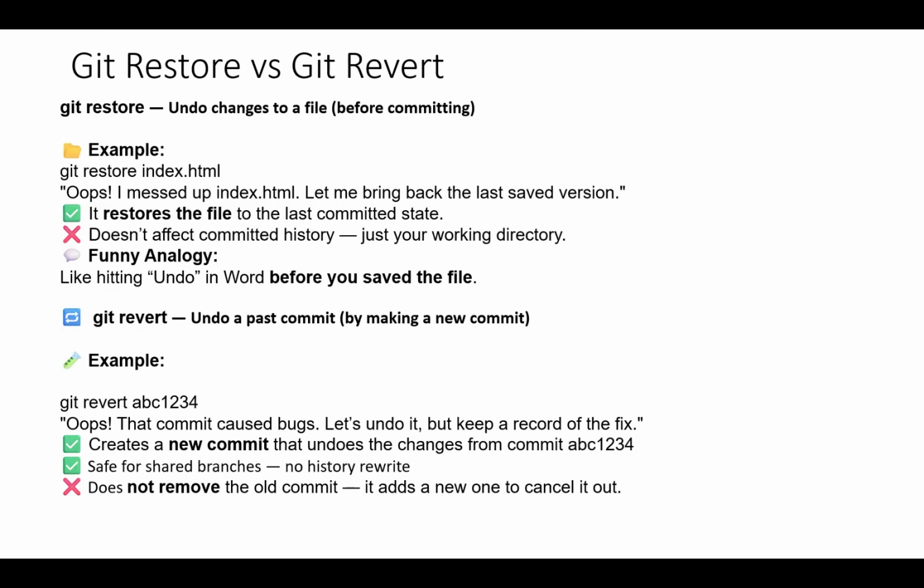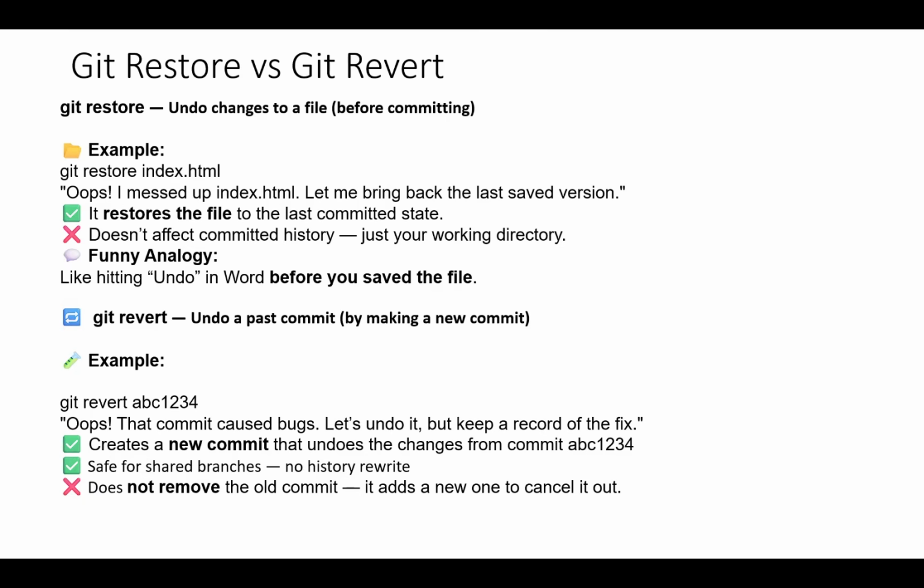The next thing, as we discussed, is restore and revert, so we can undo any changes to a file. We can restore the file to the last commit state. It doesn't affect the history. Just in your working directory, you can undo something before it is saved. We can also restore from a past commit.